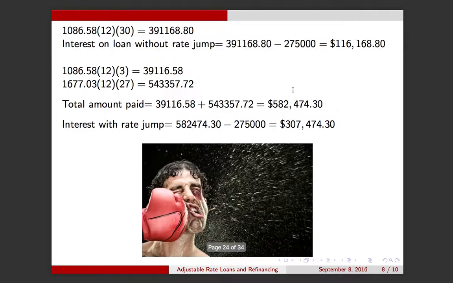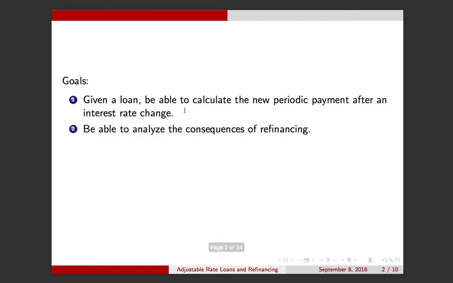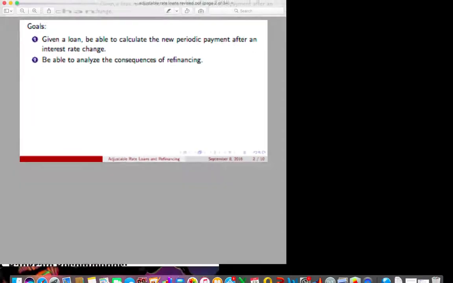Okay, so at the end of all this, let me go back to the goals of the section. Given a loan, you should be able to calculate a new payment after an interest rate change. We did that twice, right? Basically, you find the corresponding remaining balance in the table. That remaining balance becomes a new loan amount with some new APR, etc. And you should be able to do things like that Terry question where we think about what happens to you if you refinance, right? How much interest do you save, or how much interest do you not save, depending, if you refinance. Okay, so that's it for this material.